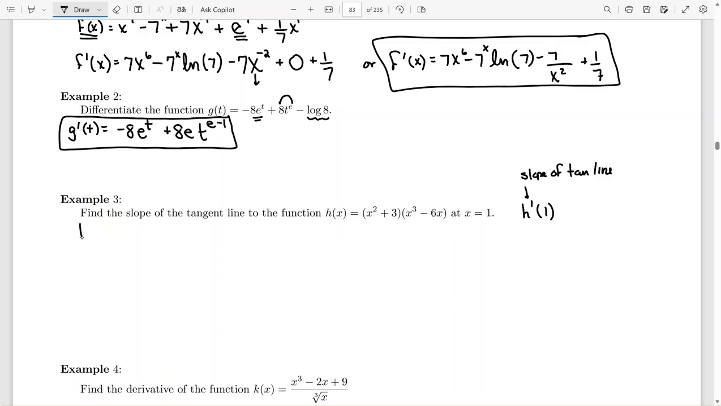So we're going to first do the algebra, keep it as h of x, FOIL it out. So this becomes x to the 5th minus 6x cubed, and then plus 3x cubed, and then minus 18x. Right, so clean it up. So we got x to the 5th minus 3x cubed minus 18x. Now go ahead and take a derivative.